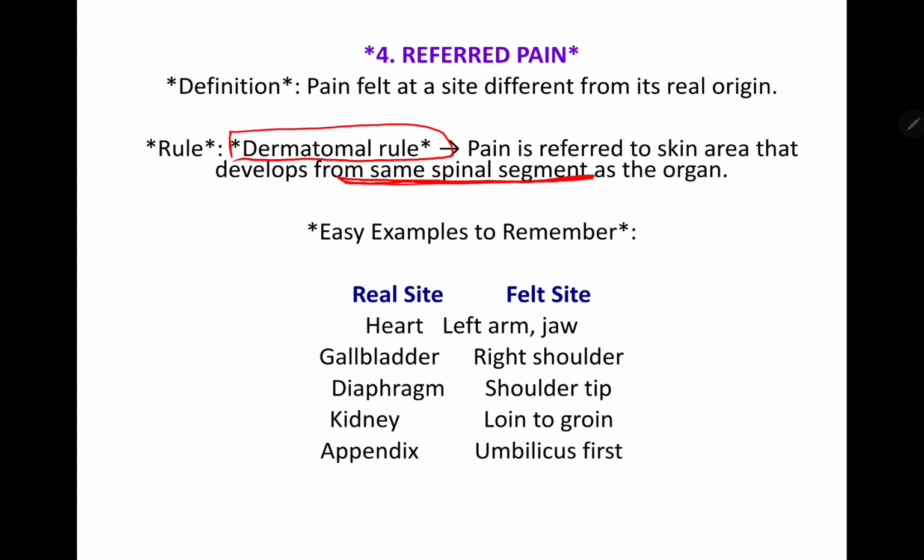Okay, easy examples to remember: the real site of the pain is what? Heart. But where will you feel it? Left arm and jaw. Next, real site of pain is the gallbladder, because it has stones. But where can you feel it? Right shoulder. Now the real site: diaphragm. You have some condition with the diaphragm. Where can you feel the pain? Shoulder tip. Now kidney is a real site, kidney stones or anything like that. Where can you find the pain? Loin to the groin. Okay. Appendix: umbilicus first. You can find the pain nearby the umbilicus when there is an appendix issue.